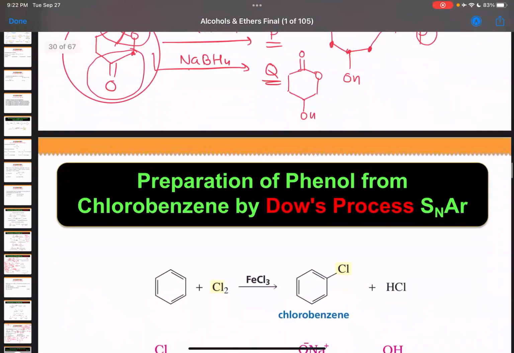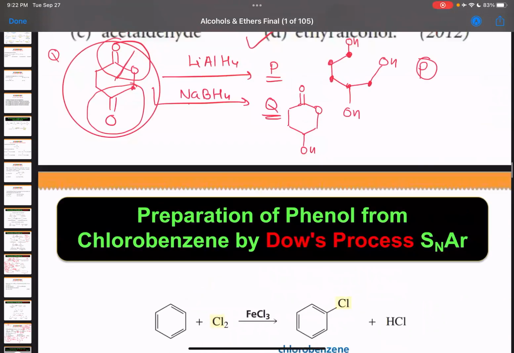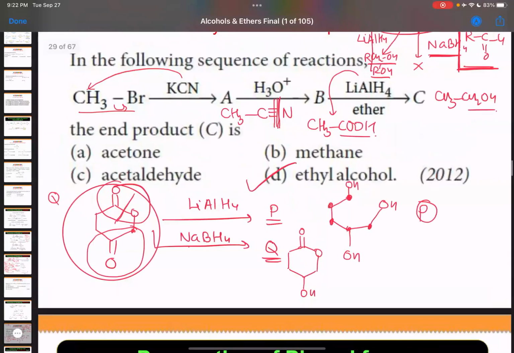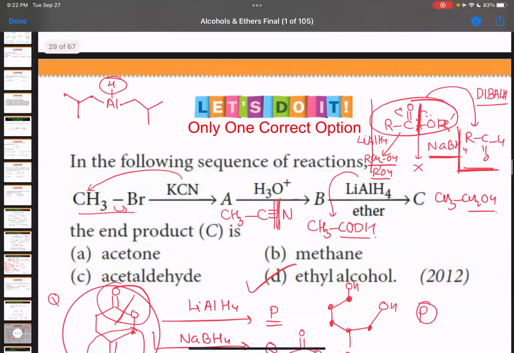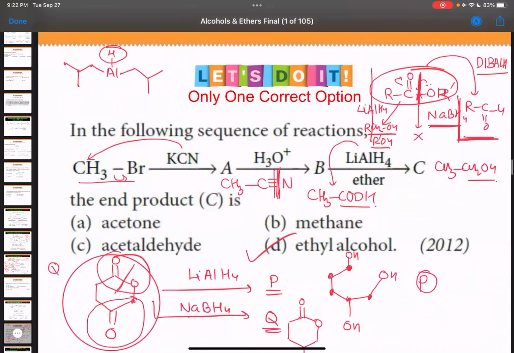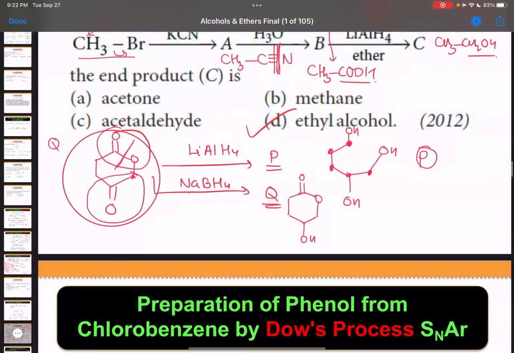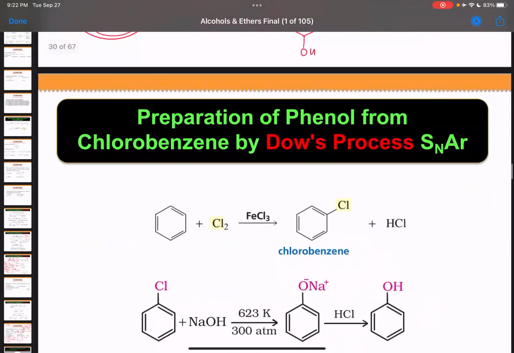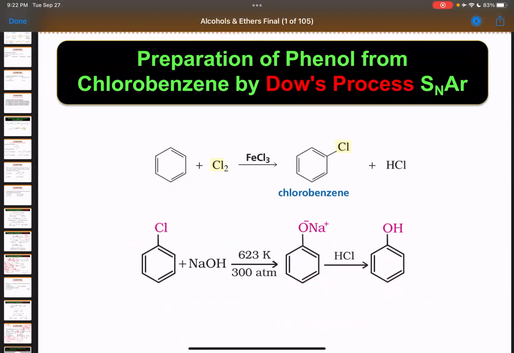So let's move to the reduction method of preparation of alcohols from aldehydes, ketones, carboxylic acids, and their derivatives. Similarly, you can prepare phenols also. This preparation of phenol we have seen in the alkyl halide chapter also up to some extent.